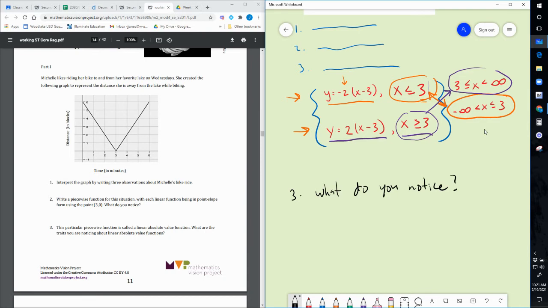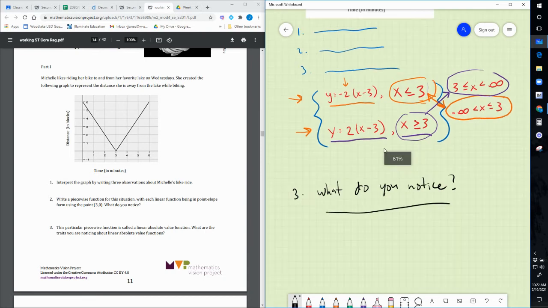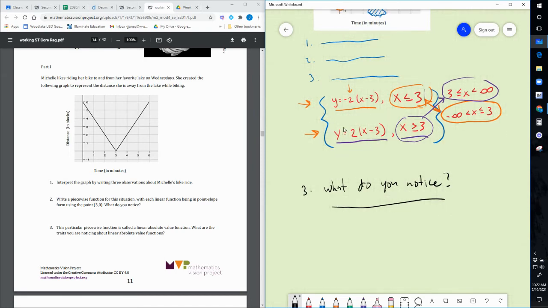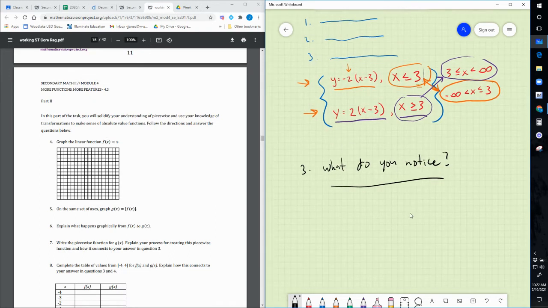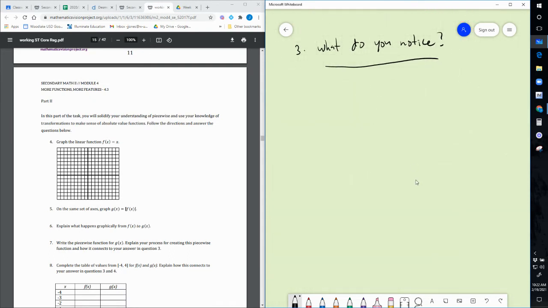Okay, hopefully you wrote something about it being exactly the same on both sides. So the equations are the exact same in your piecewise. The only difference was you had one slope that was negative and one slope that was positive. Okay, that's the only difference, and it is literally an absolute value function. All right, so part 1 was realizing that we can make a piecewise function, which is the same thing as an absolute value function in a sense, right?